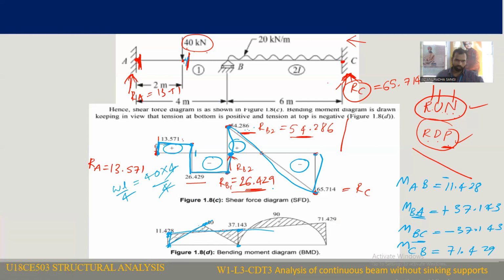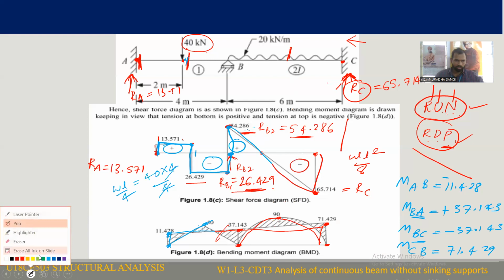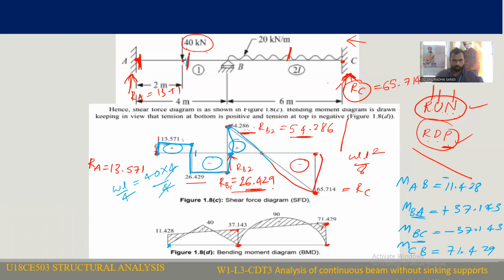Similarly for the second span, at B bending moment is 0, at C bending moment is 0. This is the sagging bending moment I am talking about. At the center of the second span it will be maximum, that is WL square by 8, which gives 90 kilonewton meter. So the variation is a parabolic variation. If you observe, these are the positive bending moment and negative bending moment diagrams.